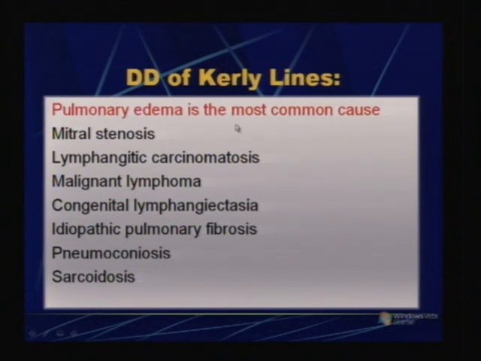The differential diagnosis of these Kerley lines, whenever you see both Kerley A and Kerley B lines on an X-ray, indicates basically edema, and the common conditions are mitral stenosis, lymphangitis carcinomatosis, where there is an infiltration with malignant cells, malignant lymphoma, congenital lymphangiectasia, idiopathic pulmonary fibrosis, pneumoconiosis, and sarcoidosis.